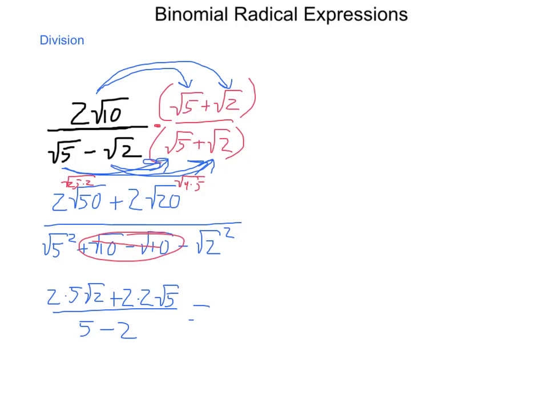Simplifying this a step further, 2 times 5 is 10. So we have 10 root 2 plus 2 times 2 is 4. We have 4 root 5, all divided by 5 minus 2 is 3. So, a lot going on in this, but simply multiply it by the form of 1 of the complex conjugate and simplify the expression through distribution or foiling.